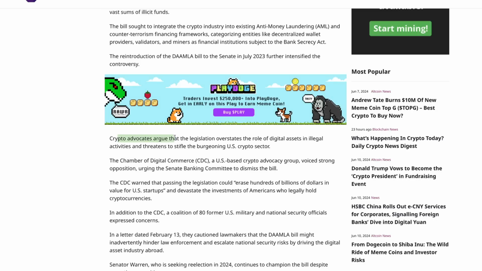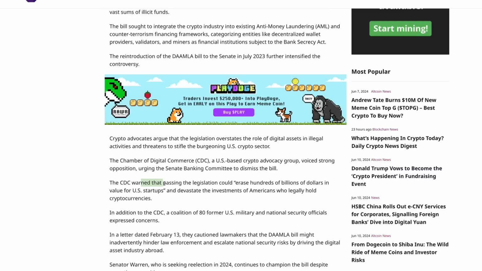Crypto advocates argue that the legislation overstates the role of digital assets in illegal activity and threatens to stifle the burgeoning U.S. crypto sector. As Brad Garlinghouse has come out and said numerous times, the crypto sector is more mature than what it was back in 2017. It's almost like these Democratic politicians haven't read the updates. There's so much more to cryptocurrency than illicit activity, but they still want to push that narrative because they want to have control. And their banking buddies, they are going to be the ones that pay the price if they don't formulate the regulations in their favor. So, this is all kind of a bigger picture scenario as to why we're not getting the clear crypto regulations in the United States.